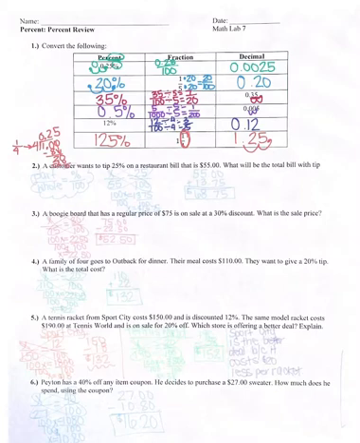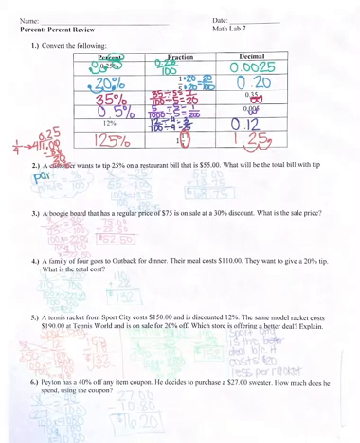All right, let's move on to tip. A customer wants to tip 25% on a restaurant bill that is $55. What will the total bill be with tip? So what we want to do is set up a proportion that we are going to use every single time. So I'm going to write down the proportion. We can use it for the rest of this worksheet.